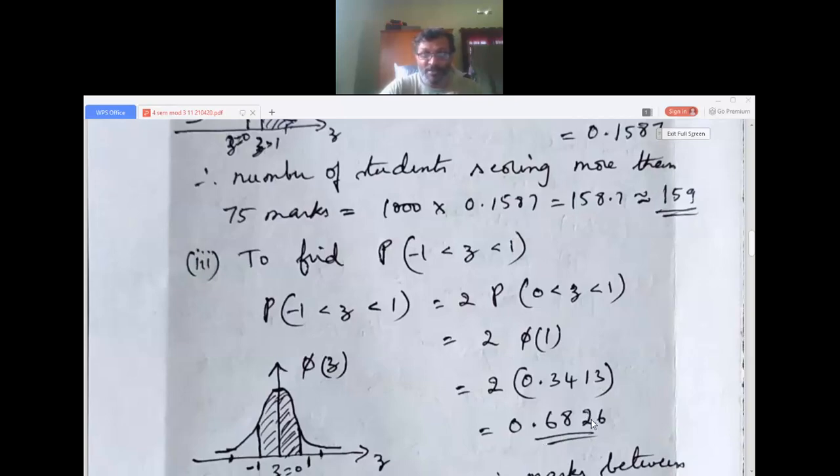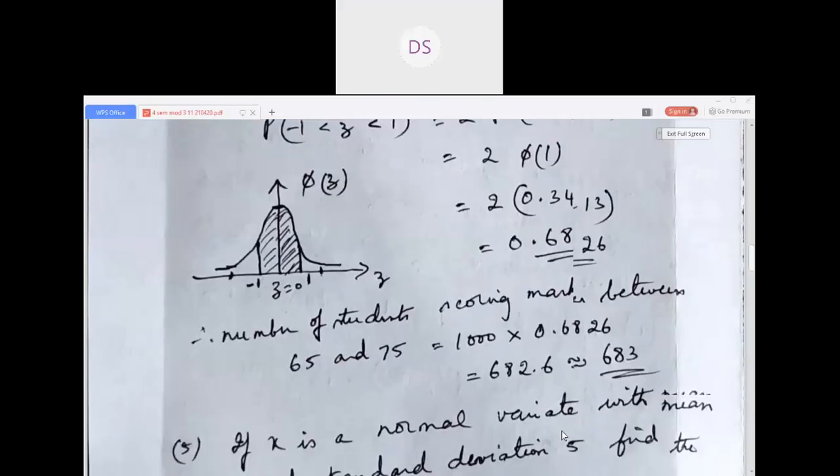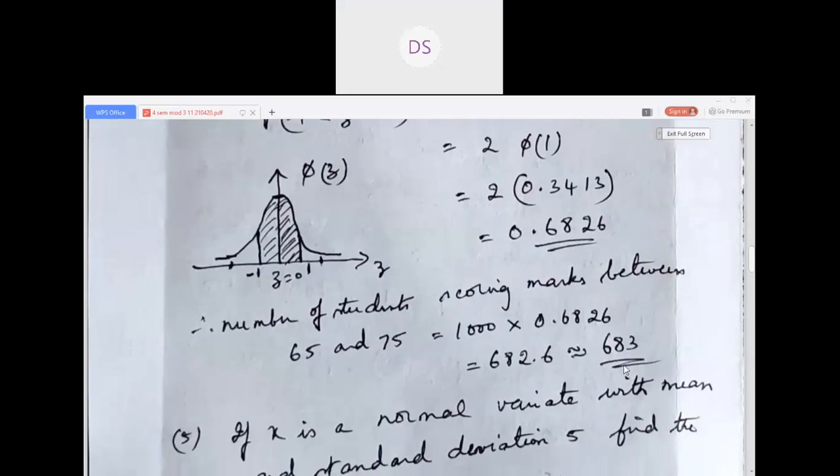Please use the calculator and check whether the answers are correct. I might be wrong in calculation sometimes. Now the answer to the question: the number of students scoring marks between 65 and 75. The total number of students is 1000. So 1000 into 0.6826 is 682.6, approximately equal to 683. Here we do approximation because the number of students cannot be a fraction.